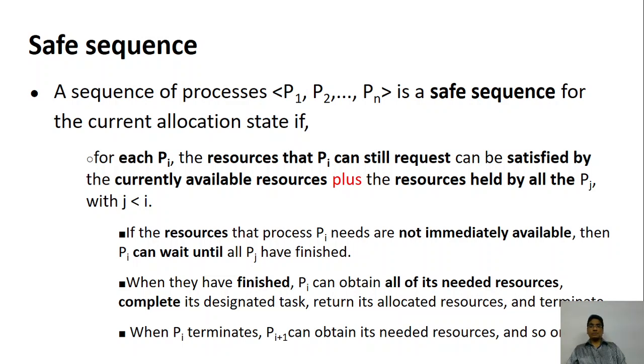If P1 comes to you and says, I want 2 pen drives, but you don't have the 2 pen drives with you, you have only 1 pen drive, and you have given one other pen drive to somebody else. So what you can do is you can ask P1 to wait for some time until I get the resource and then give it to you.